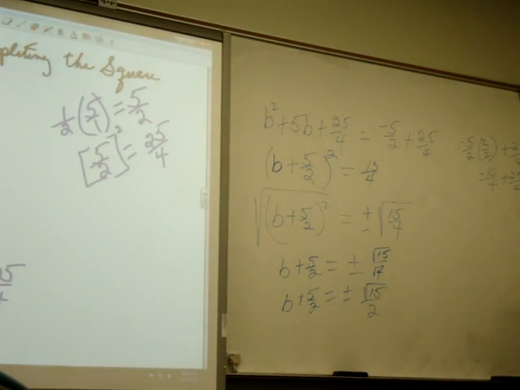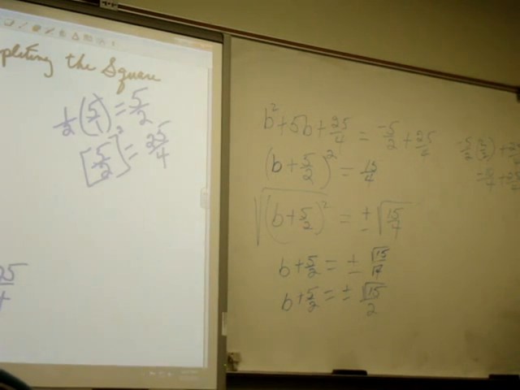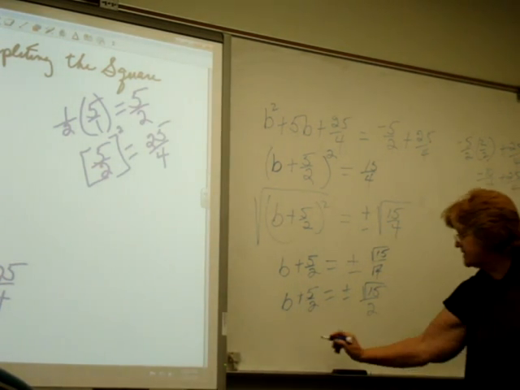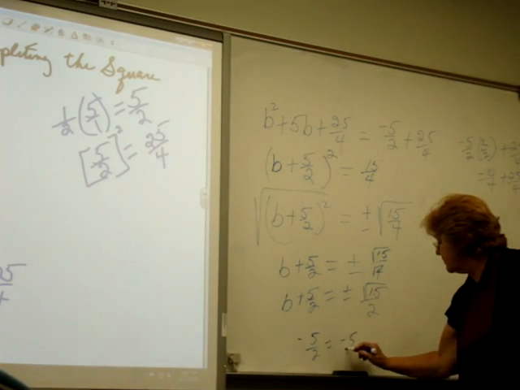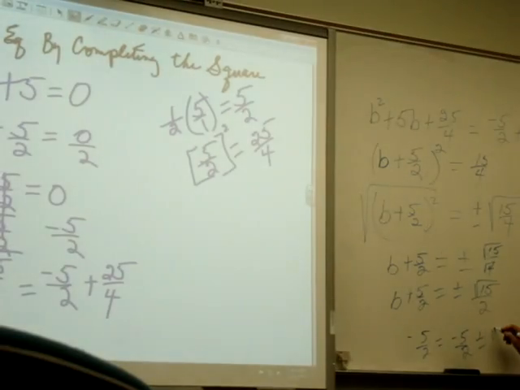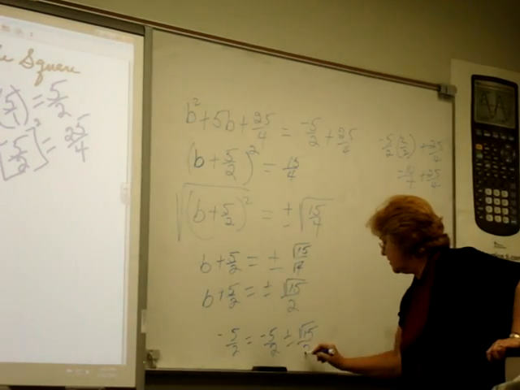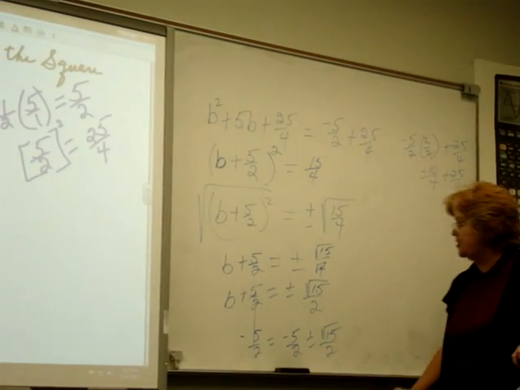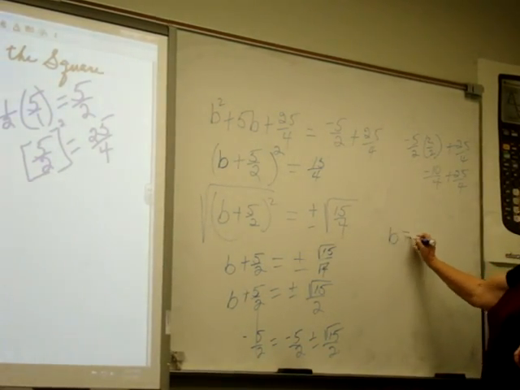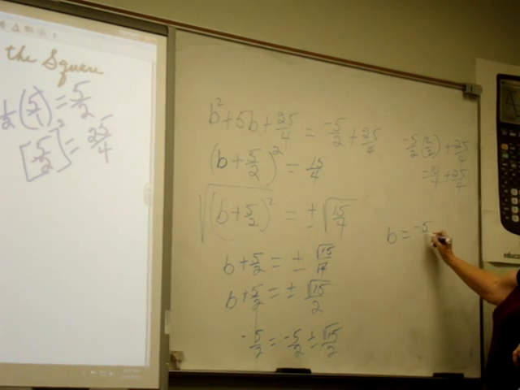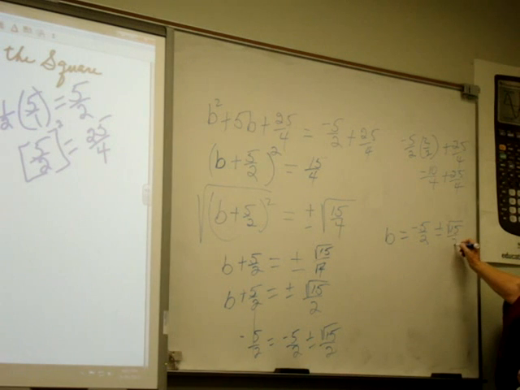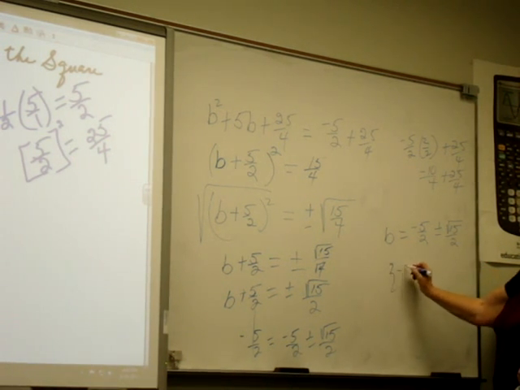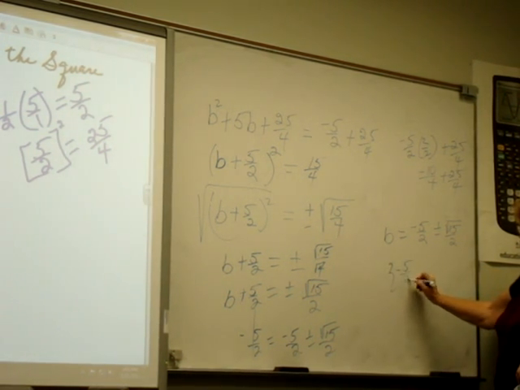How do you get b by itself? Subtract 5 halves from both sides. Over here that adds up to a 0 plus b, which is b. And over here we got negative 5 halves plus or minus the square root of 15 over 2. So your solution would be these two answers.